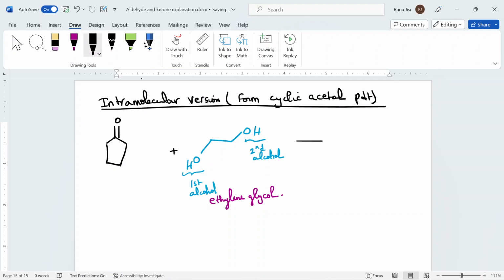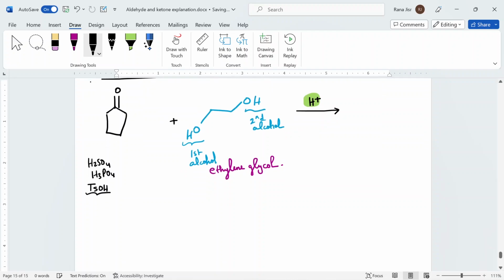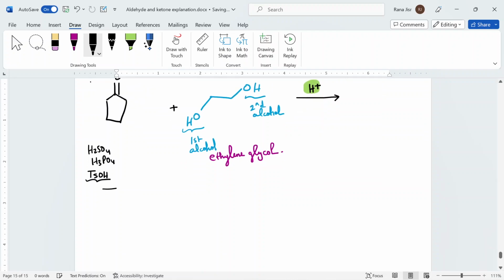The reaction is going to proceed in an acidic medium as usual. We stated that one of the acids can be sulfuric acid. In fact, you can use a variety of acids in there. Let's go ahead and list them. You can use sulfuric acid, you can use phosphoric acid, and a very, very strong acid that you can use is para-toluene sulfonic acid. Remember this acid from organic one. Drawing its structure in there, this is the para-toluene sulfonic acid.